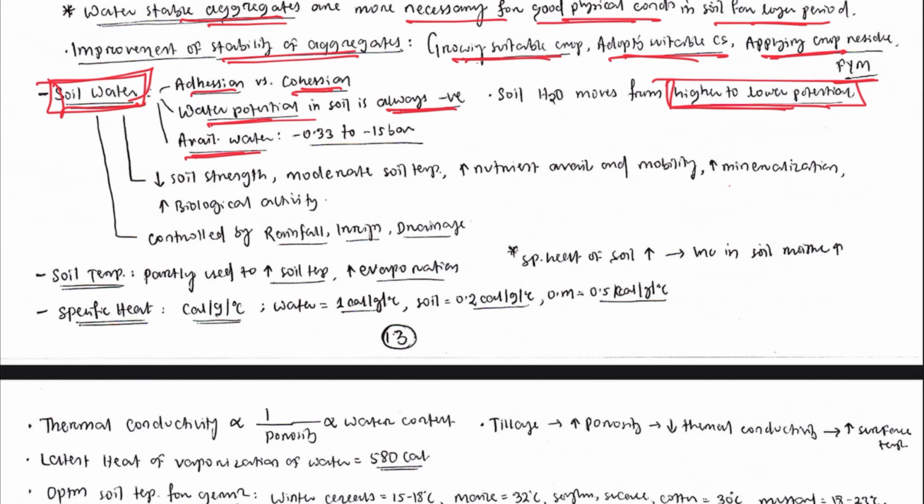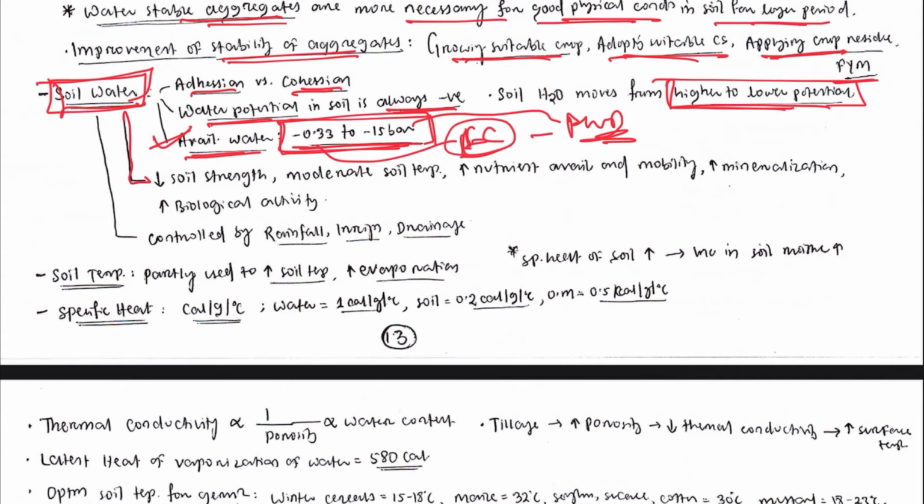Available water range is when the soil water potential is between minus 0.33 bar and minus 15 bar. That is called available water. Okay, minus 0.33 bar means it is at field capacity. In water management class we will discuss all these things. Minus 15 bar means it is at permanent wilting point. So between field capacity and permanent wilting point, there is available water.